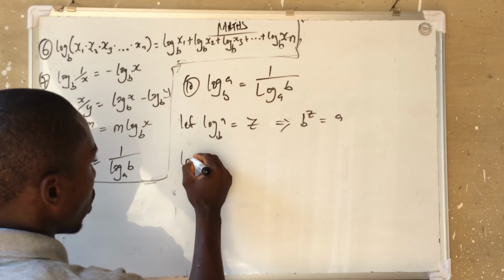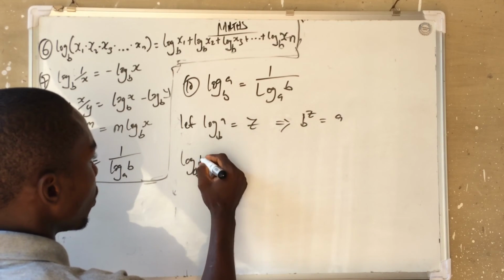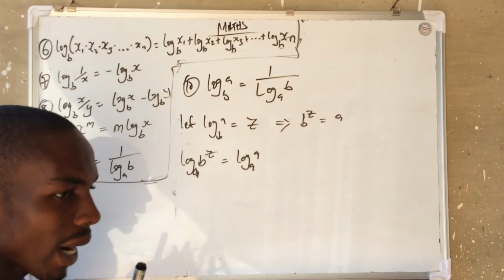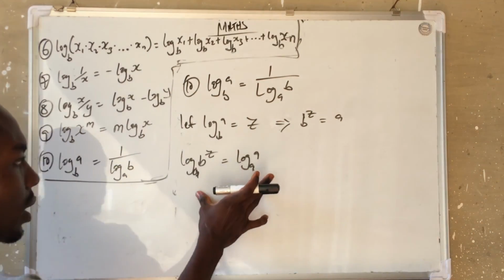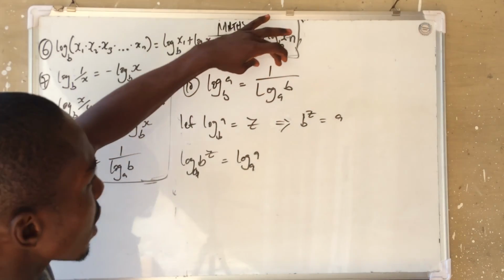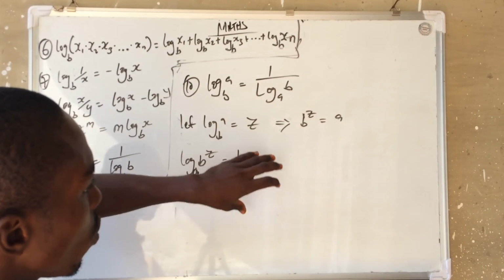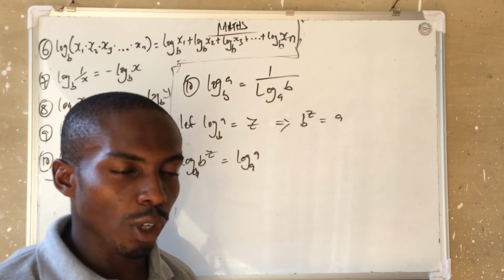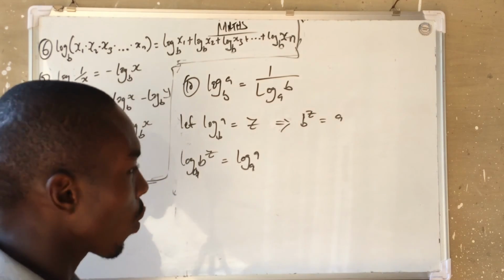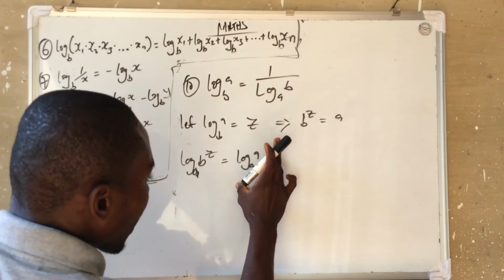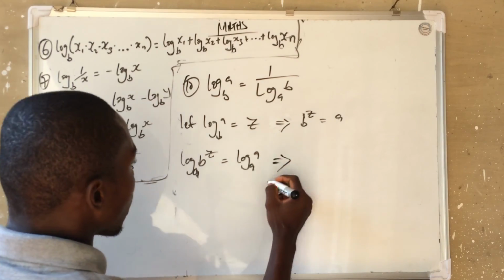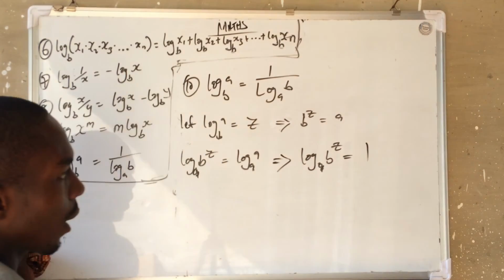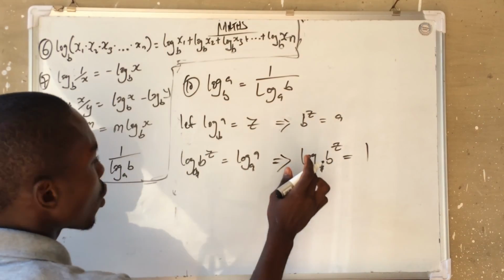I can now say log to the base a of b raised to the power z is equal to log to the base a of a. Why did I put this in like this? My aim is to make one side 1, because I know that the log of a number to the base of that same number is 1. So that is what I applied here. Log base a of b raised to the power z is equal to 1.